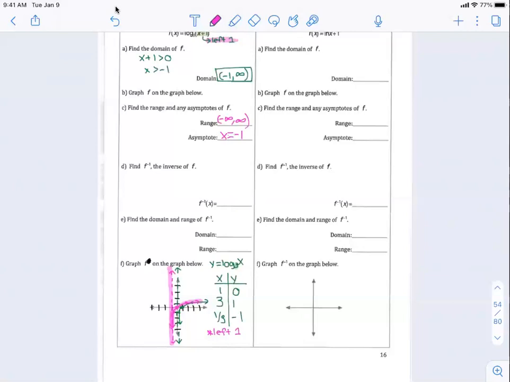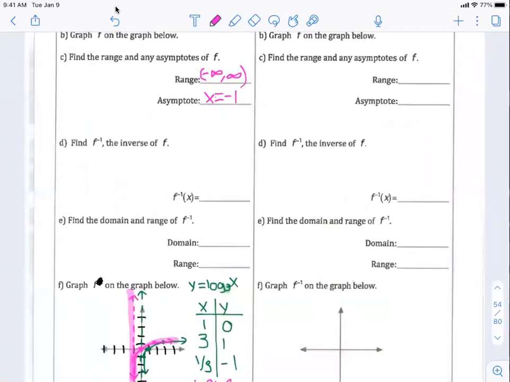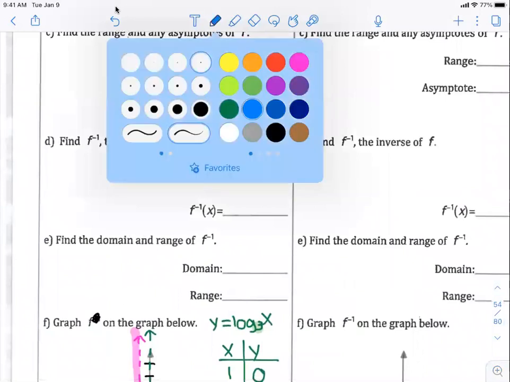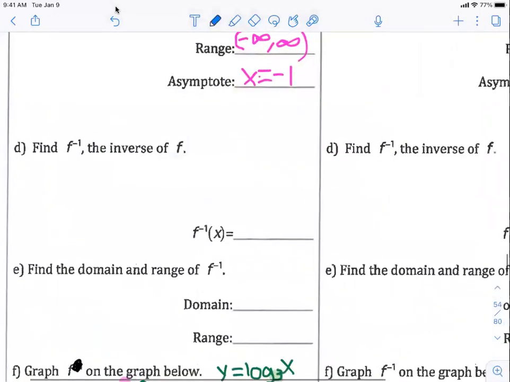And next it says find the inverse. So we're going to find the inverse, but we're just not going to graph it, okay? So how do we find an inverse? If we're going to find the inverse, remember the 3 steps whenever you're finding an inverse: you're going to flip x and y and then solve for y.